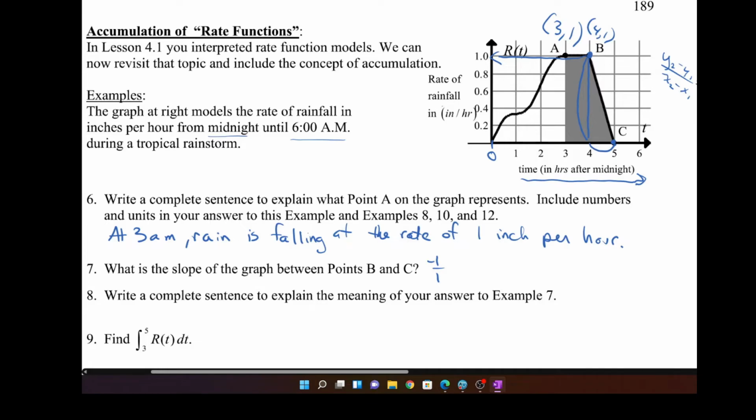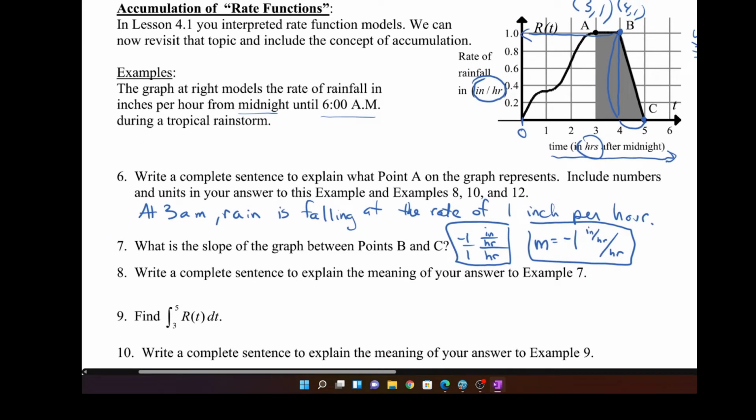Well, this slope, the whole y business is going to be inch per hour, and the whole x business is going to be hour. So you know, I really like the way Mr. Taylor writes this. Ready? He says m is equal to -1, and I just think this is pretty. Inches per hour per hour. Doesn't that look nice? But you can write it like this too. That's fine. Okay, so write a complete sentence to explain the meaning of your answer to example 7. So we say between 4 a.m.